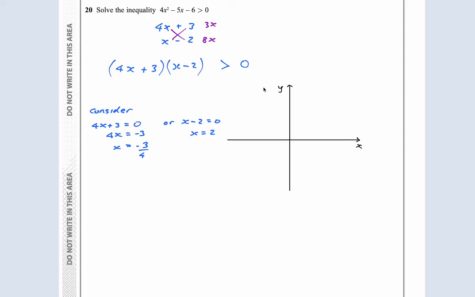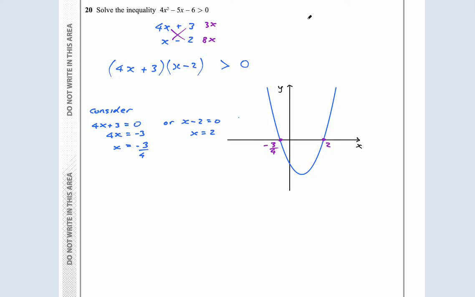If I was to draw this curve like this, hopefully that is okay, that's not bad. If I was to draw this curve, this point is -3/4 and this point is 2. These are my two solutions, my two roots. And the question is, where is this graph? Because this is the graph of this. The blue graph is this thing. Where is this? Where is the graph bigger than 0?